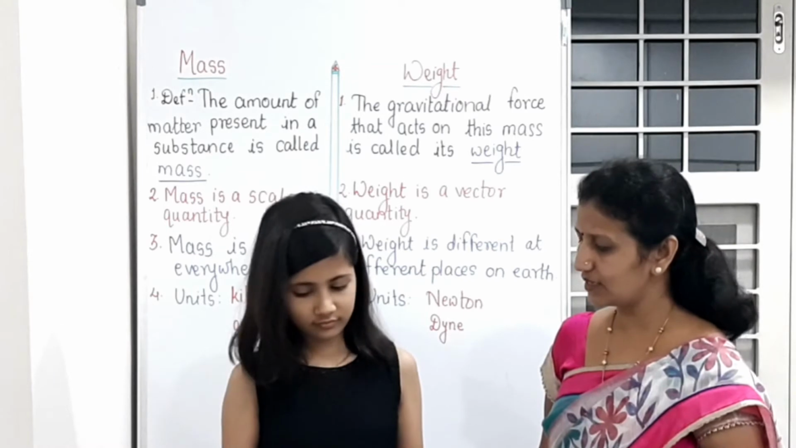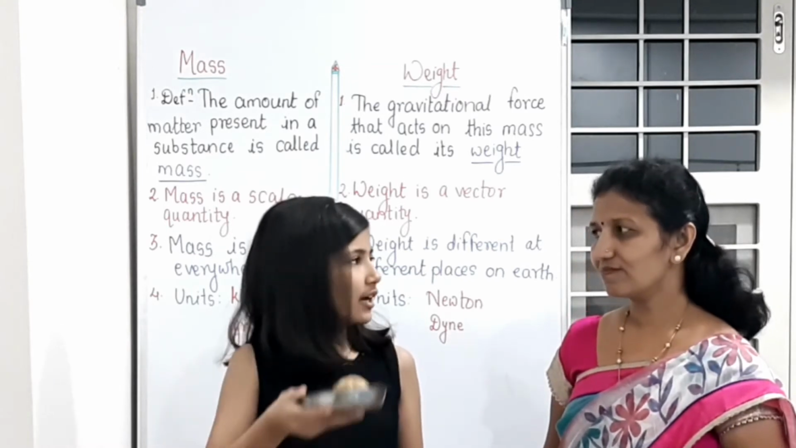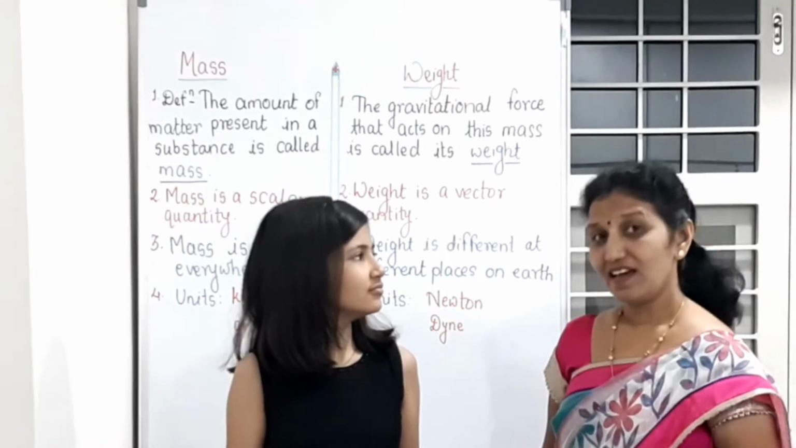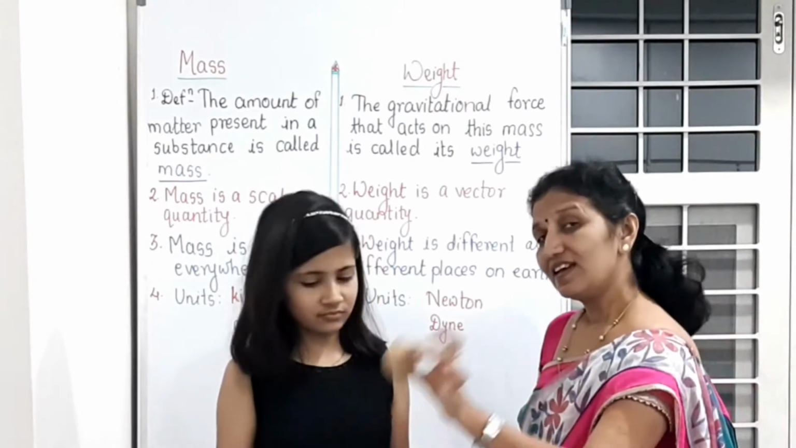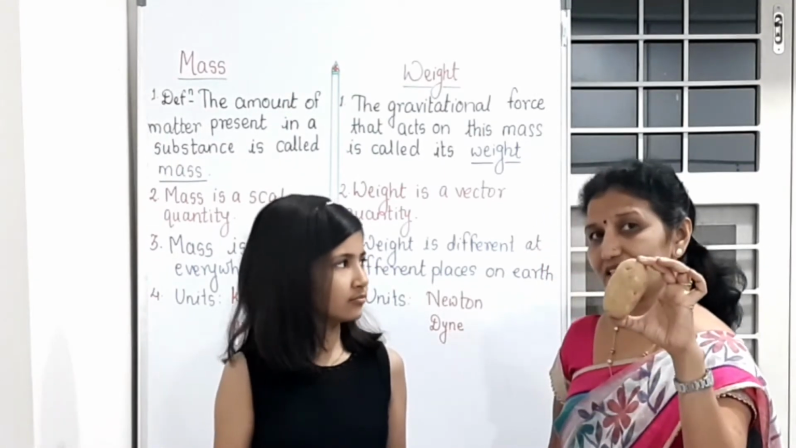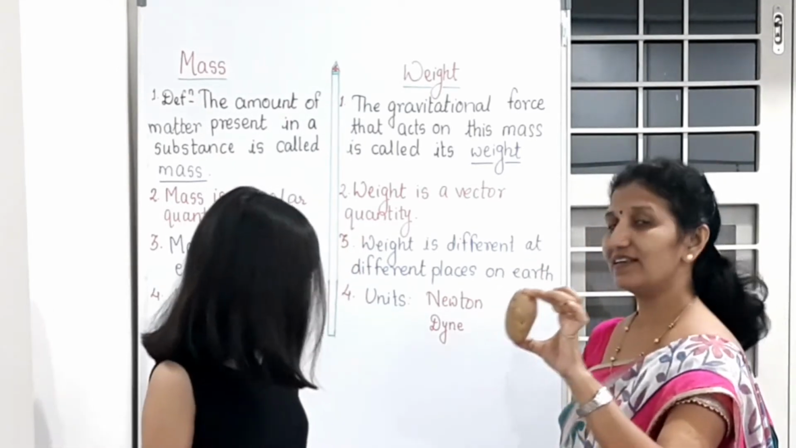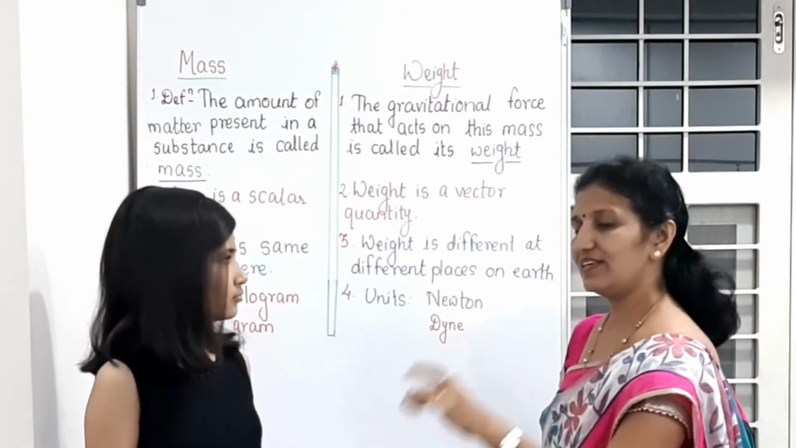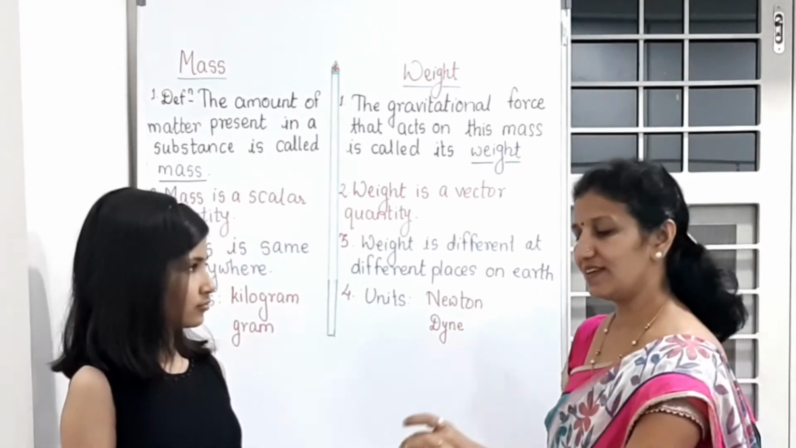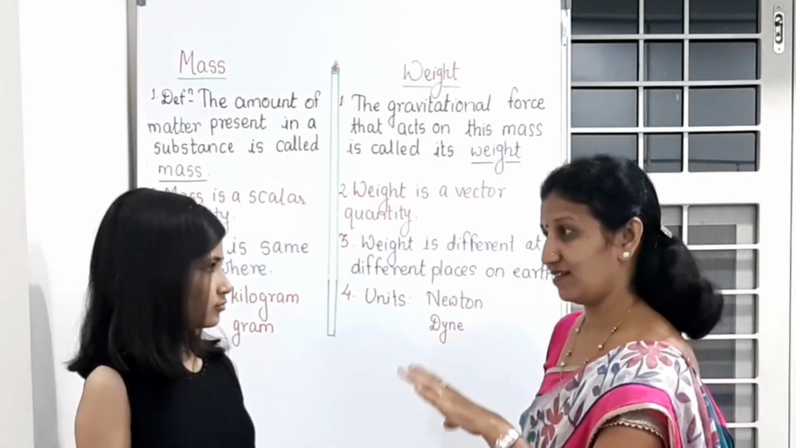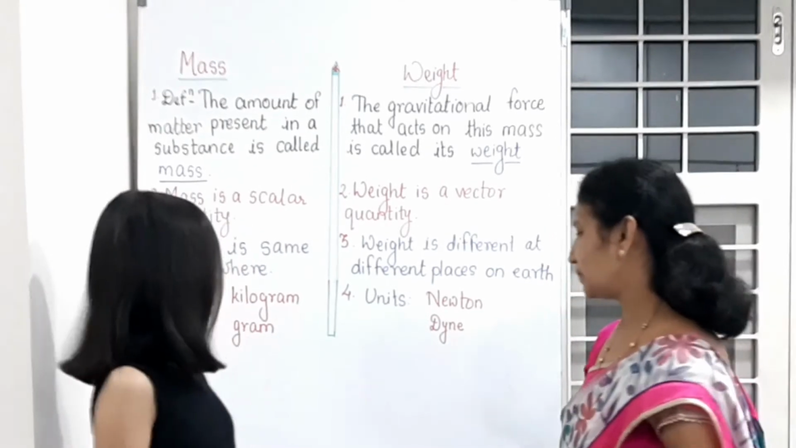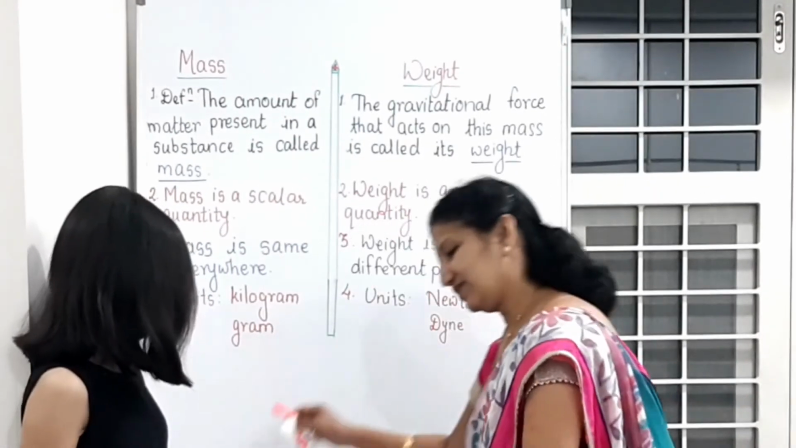What is the difference in these two? This is heavier. And this one? This is lighter. See, as the mass, the amount of matter, is more in this potato, it is heavier, whereas this one is less heavy because the amount of matter is less here. Okay? Now keep it here.